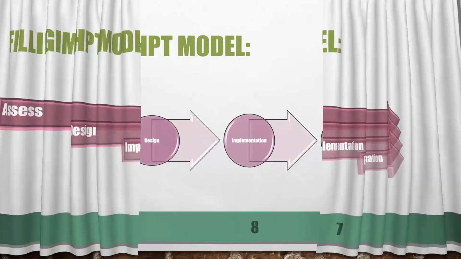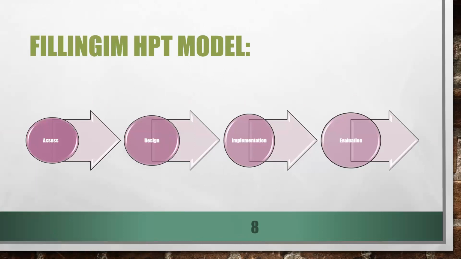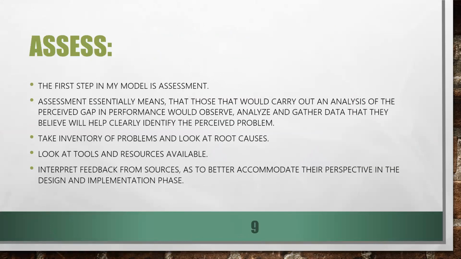I have included another simple graphic just to be clear of its linear nature. Again, assess, design, implementation, and evaluation. The first step, again, is assessment. This essentially means to analyze, gather data on any kind of perceived gap in performance. Take inventory of problems and look at root causes. Look at the tools and resources available to the performers.